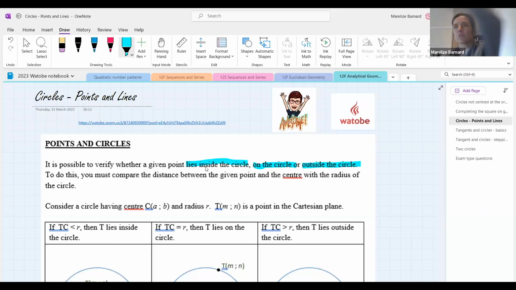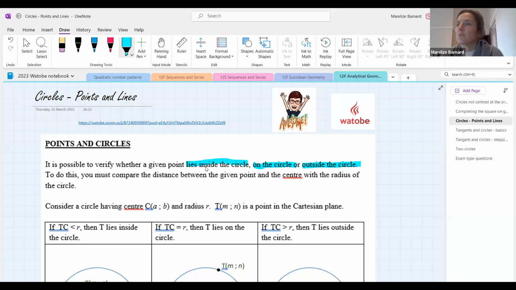So if we're on the Cartesian plane, and imagine there's a circle with a center. You've now learned about circles with the center not at the origin, though it can be at the origin, but the ones we deal with mostly are not at the origin. So it's off center. And we're looking at a particular point and we want to know, just by looking at that point, where does it lie: inside, on, or outside the circle?